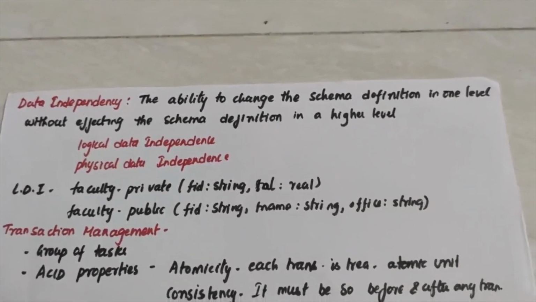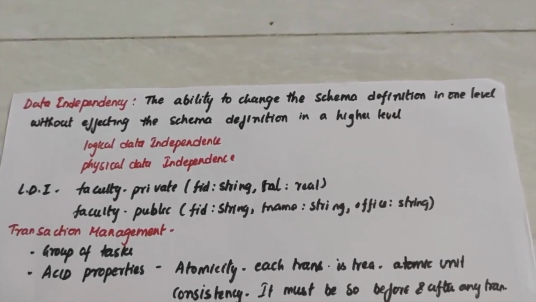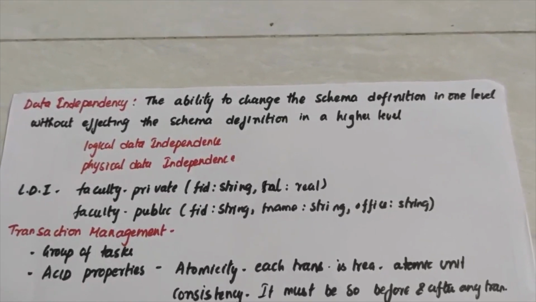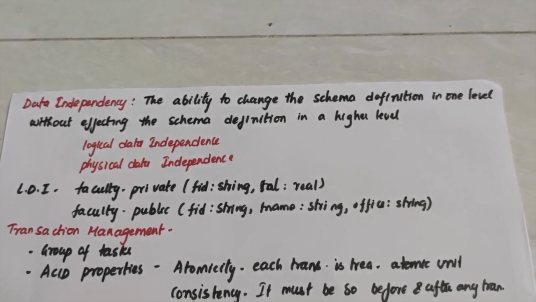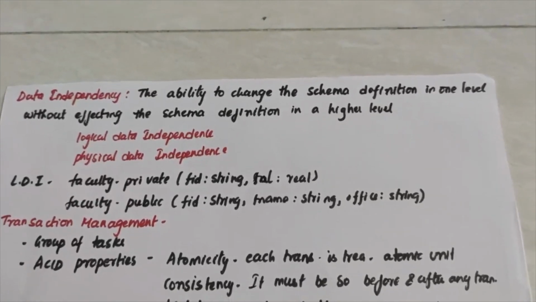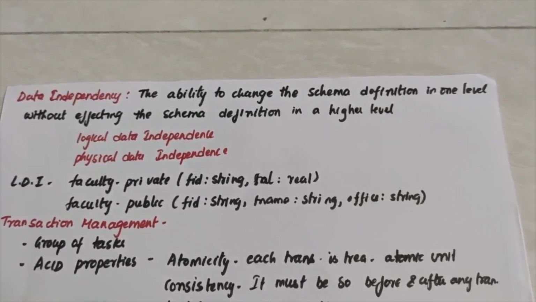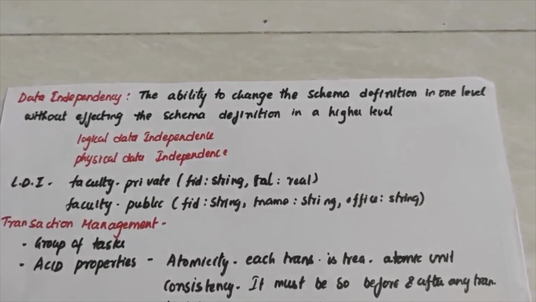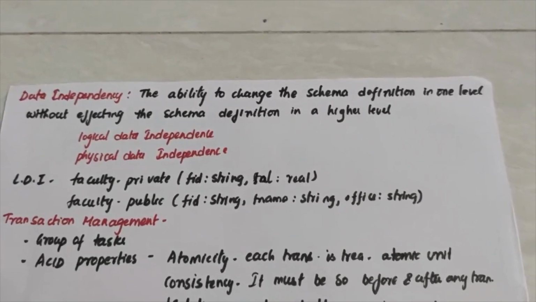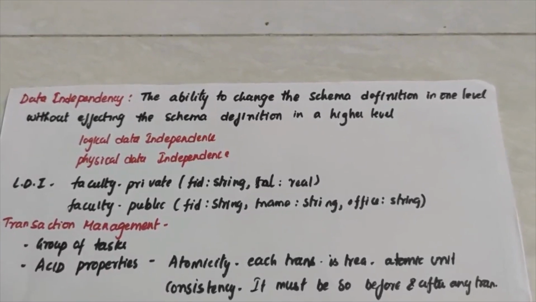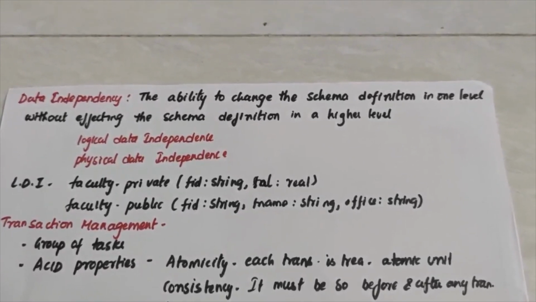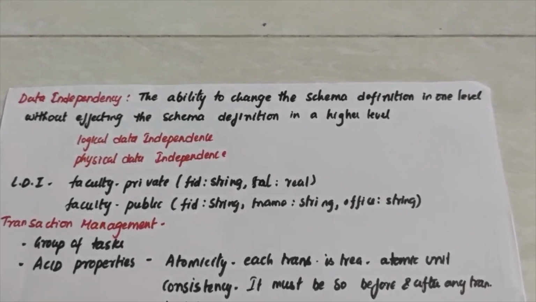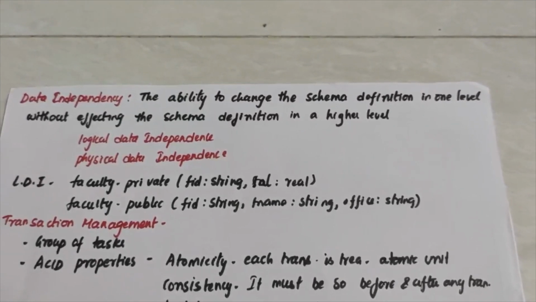We have two types of data independence. One is the logical data independence and the other one is the physical data independence. In the logical data independence, it's the ability to change the data organization in the logical level without affecting the programs to be rewritten in the other level. For example, we have the faculty table, the main faculty relation in our university database from our previous example, right?